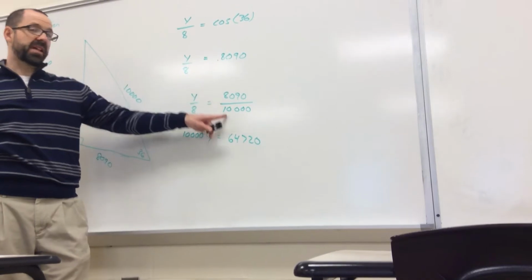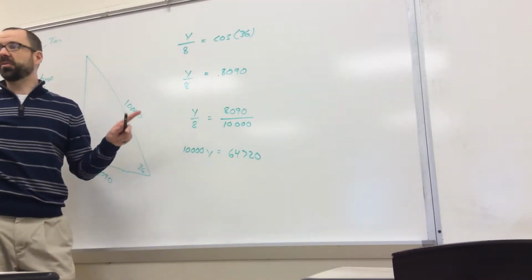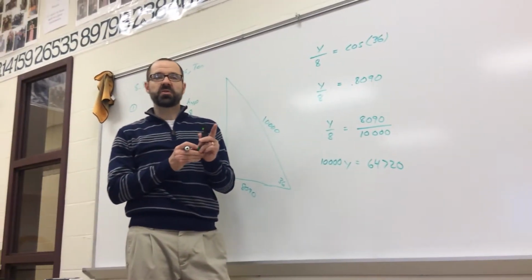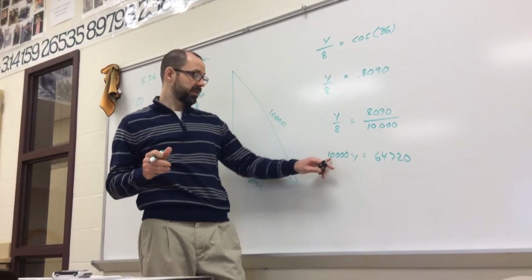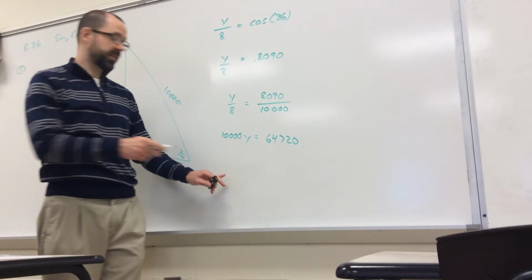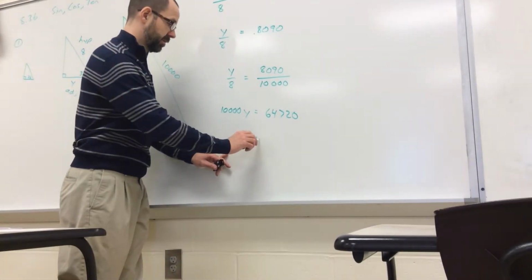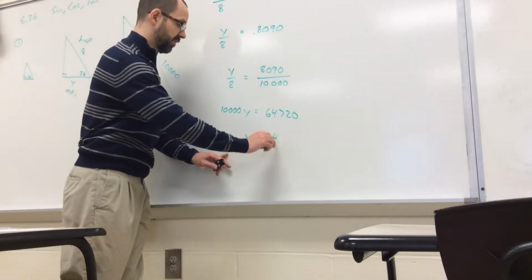So I just did that times that, and that times that. That's how you deal with it when you have two equal fractions. And then you divide the 10,000 to the other side. And it comes out to 6.472.